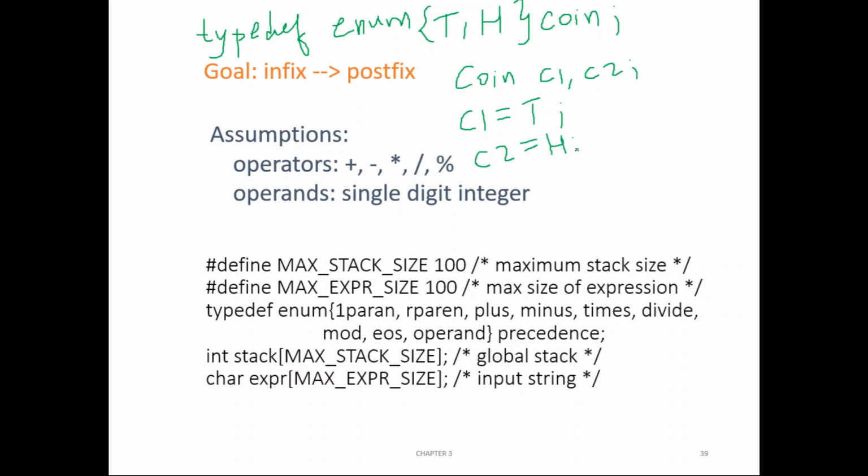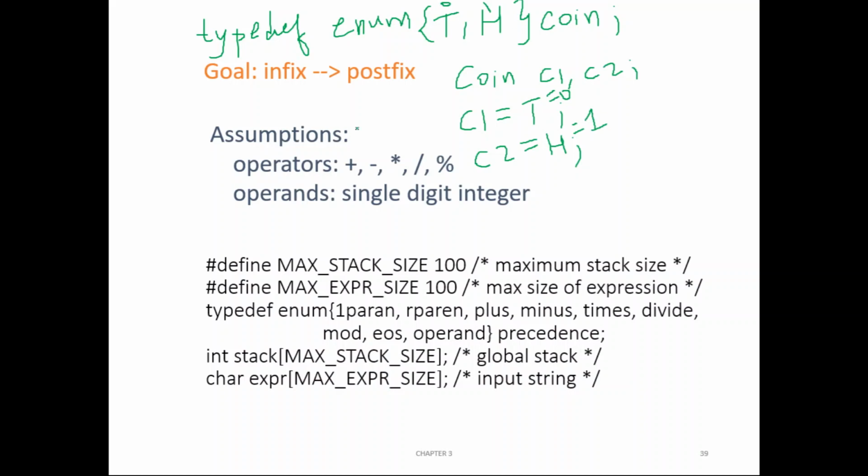Right? And by default, the compiler will give some numbering in order. So the first number will be 0, the second will be 1. So the default numbering for tail will be 0 and the default numbering for head will be 1. Like this, wherever you want, you can use an enumerated data type.